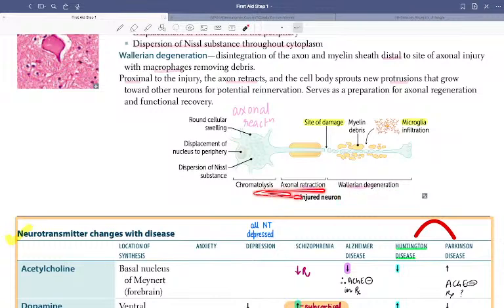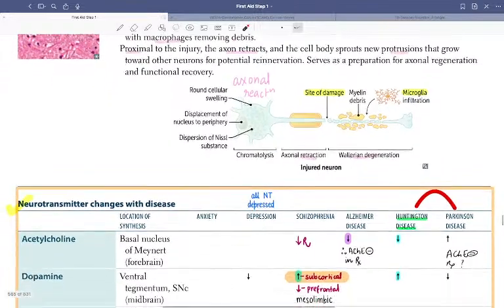Proximal to the injury, what happens? The axon is going to retract. That's what the axon is doing here, retracting, and the cell body starts sprouting new protrusions that grow towards the other neuron for potential innervation. So this is a preparation for axon regeneration and functional recovery.